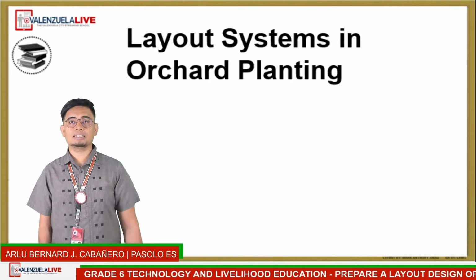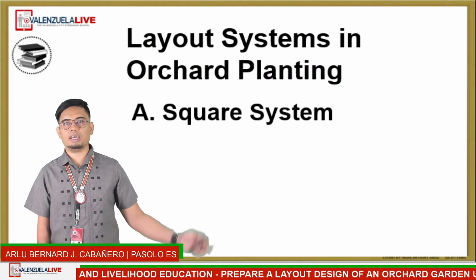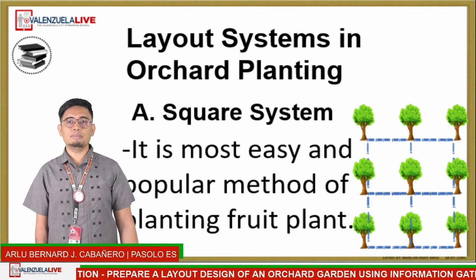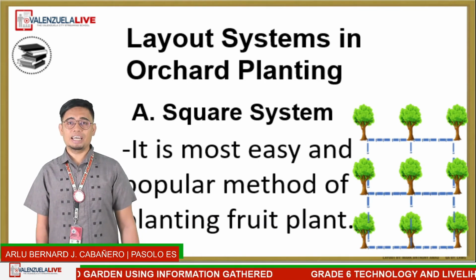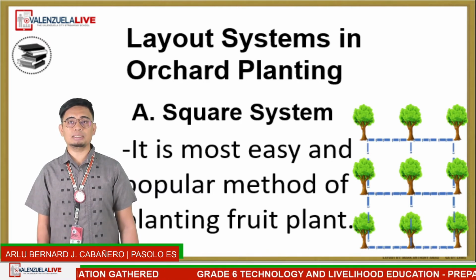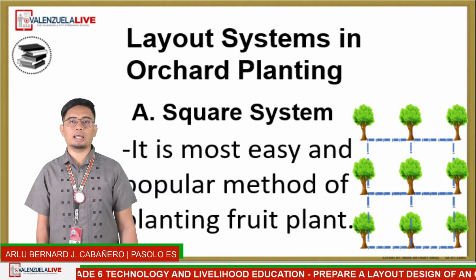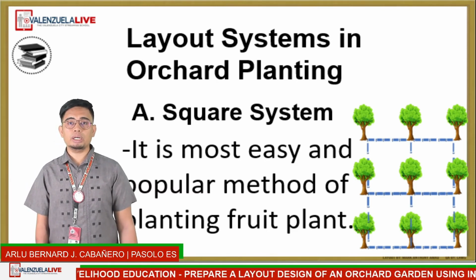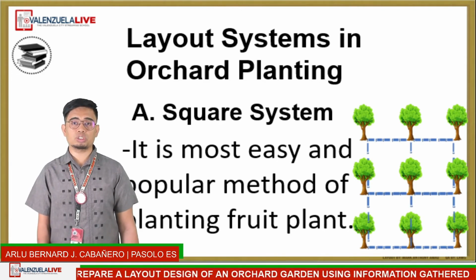Let us discuss the layout system and orchard planting. A. Square system. It is the easiest and most popular method of planting fruit plants. In this system, row to row and plant to plant distance are kept similar and plants are planted exactly at the right angle at each corner. Thus, every 4 plants make 1 square. This is good for mango, banana, and citrus crops.